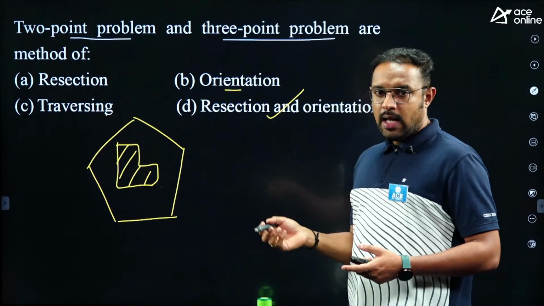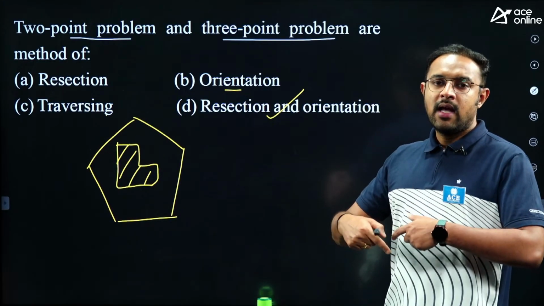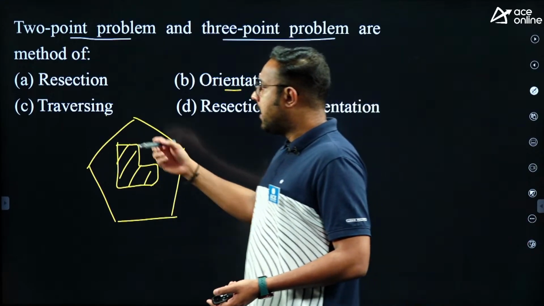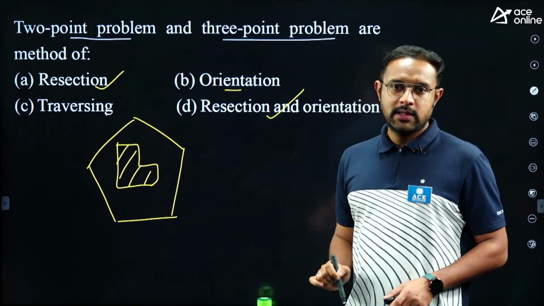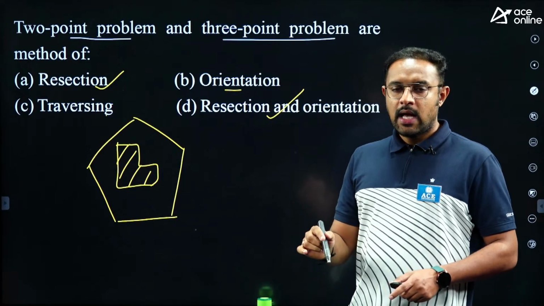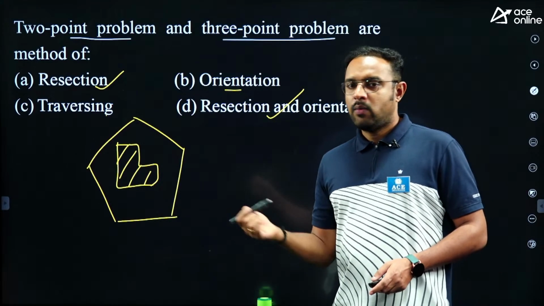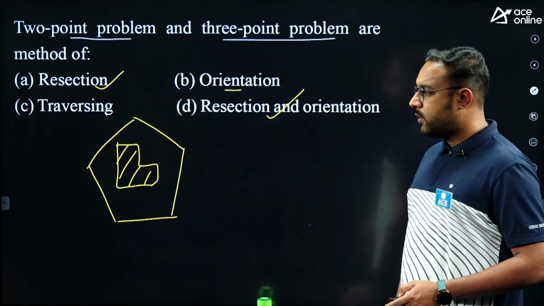Orientation is a step that we have to do. It's a temporary adjustment that we have to do whenever there is more than one instrument station present. Resection is a method of plane tabling where we are trying to find out the instrument station. We have clearly discussed the 4 different types of plane tabling methods and what conditions each is used. So here the best possible answer is option D.